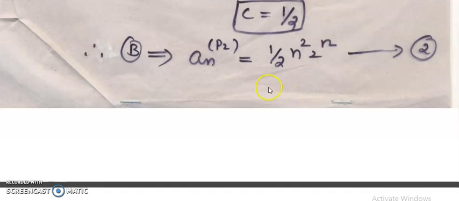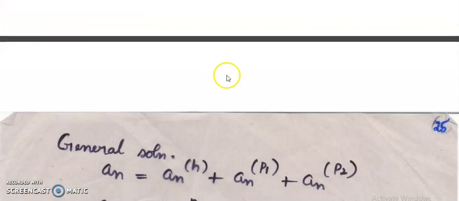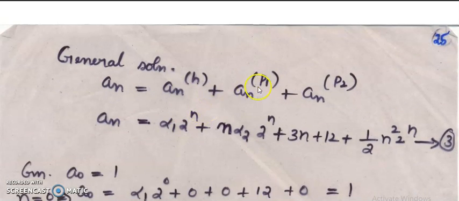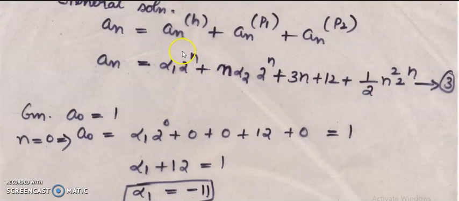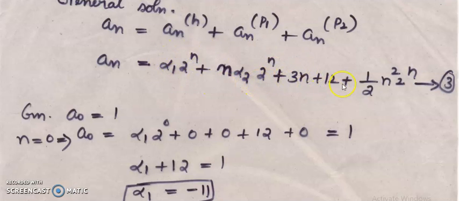So now what is the general solution? We have 3 solutions here: a_n homogeneous solution, a_n particular solution 1, a_n particular solution 2. So you can write the answers together. This first term is a_n homogeneous, this is p1 and this is p2, and this is equation number 3.